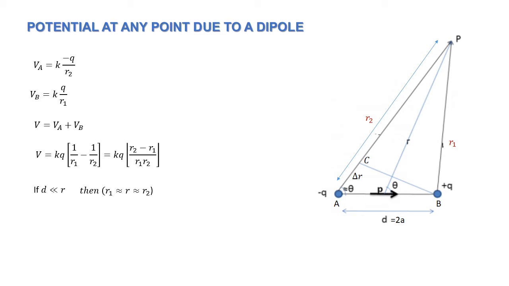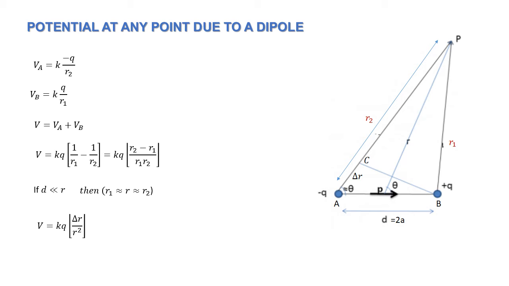So what can we write now? We can write V is equal to KQ delta r upon r square. They are not exactly equal; r1 and r2 are nearly equal, so when we subtract them we write the difference as delta r, and the denominator becomes r into r, which is r square. Now to find delta r, we use the triangle BCA.